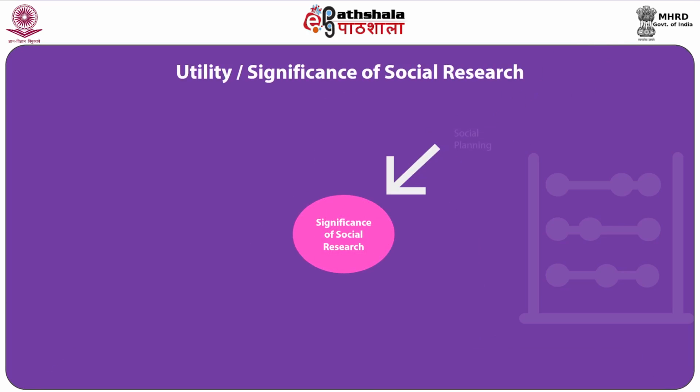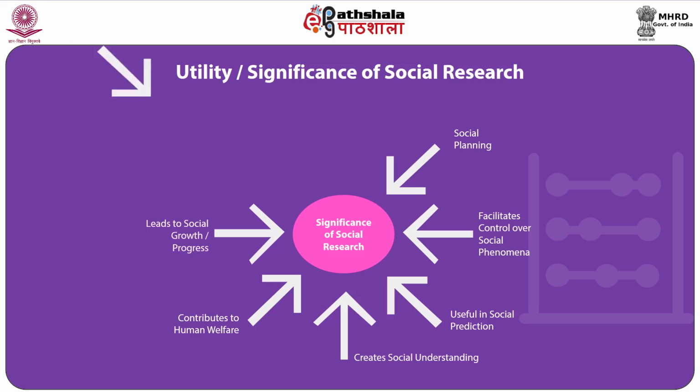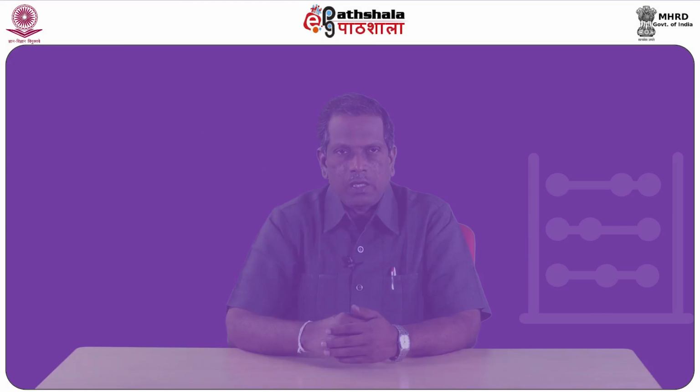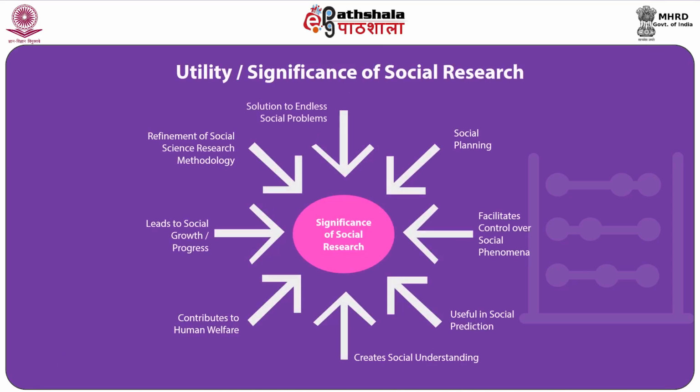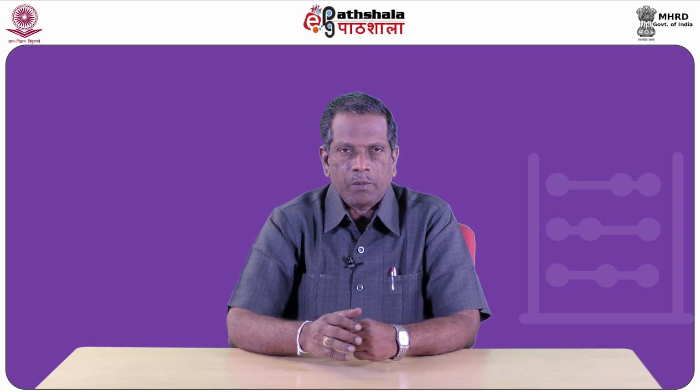Coming to the utility, or social significance, of social research, it has several utilities. First and foremost is social planning. Information is extensively useful for the formulation and implementation of social plans, so as to improve the socioeconomic conditions of people. It facilitates control over social phenomena. Here, social research generates knowledge about the organization and working of society and its institutions, which will be useful for exercising control over social phenomena, so as to maintain peace and harmony among the people. Thirdly, social research is useful in social prediction, which is a fundamental one. Social research affords a sound basis for predictions in a large number of situations.